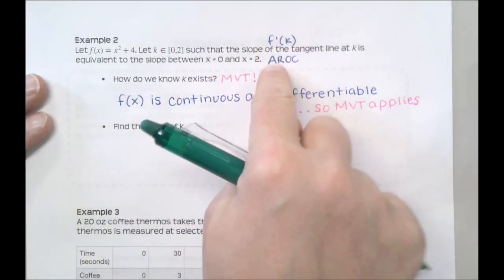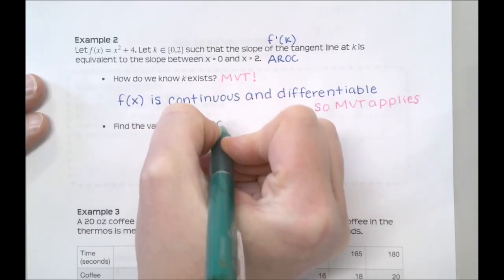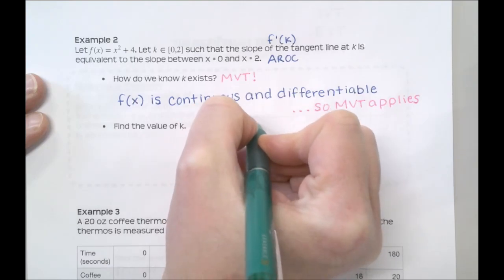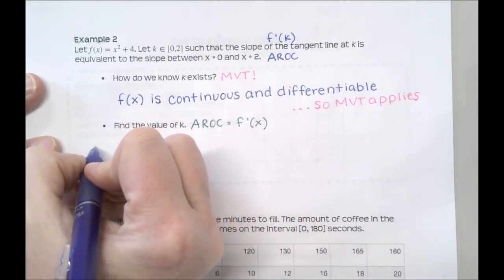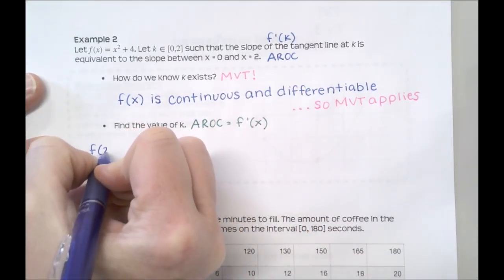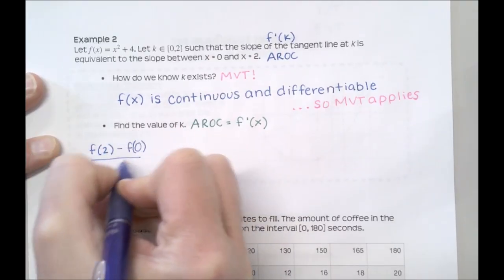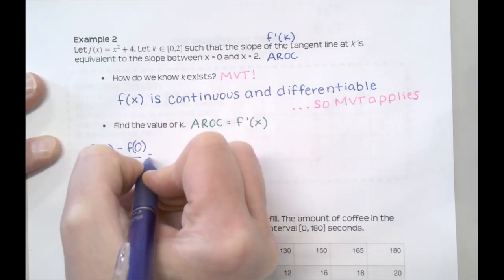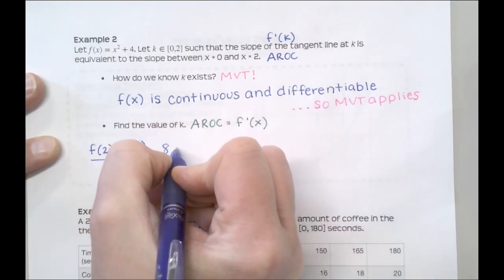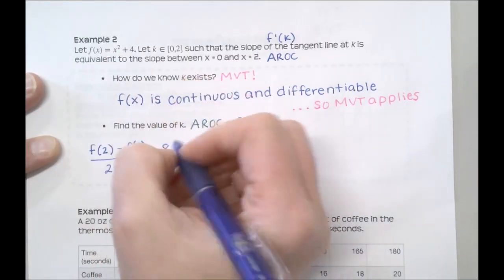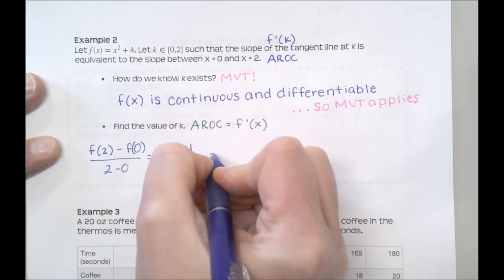And I want to remind you what we set up here. We are looking for the place where the average rate of change is equal to the derivative. So let's find our average rate of change first, between 0 and 2. So I would want to do f of 2 minus f of 0, whoops, missed my parentheses there, over 2 minus 0. Well, f of 2, 2 squared plus 4, that's 8. And then f of 0, 0 squared plus 4 is 4. All over 2. 8 minus 4, 4 over 2 is 2.